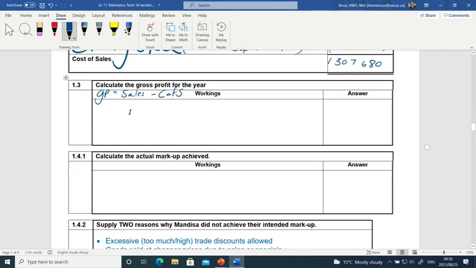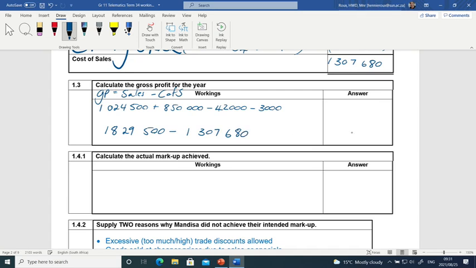So if we go down and gross profit, if we first calculate our sales, 1,024,500 plus the credit sales minus debtor's allowance and minus another 4,000. And that will give us a 1,829,500. So that's the sales. Minus the cost of sales that we just calculated in order to give us the gross profit, 521,820. Obviously this will be a method mark because you've calculated the cost of sales. This one you will have to calculate. So that can give you 5 marks for that one. But please always show your calculations.